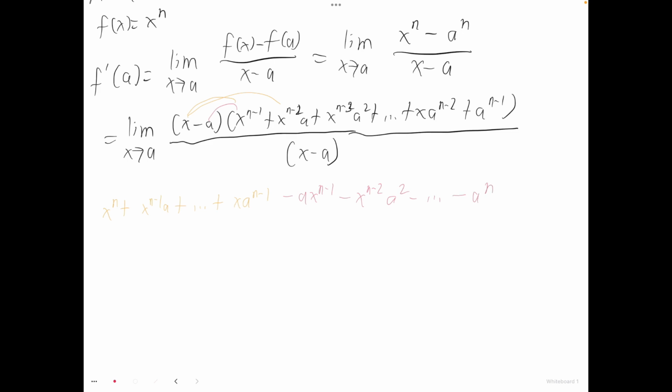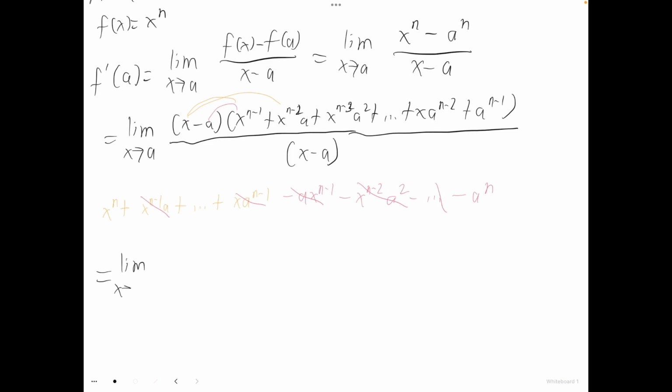And then notice that things cancel off. The x to the n minus 1 a cancels with the negative a x to the n minus 1. This x a to the n minus 1 will cancel off with something in the dot, dot, dot. And x to the n minus 2 a squared will cancel off with something in the dot, dot, dot. And so we're just left with x to the n minus a to the n. And so just actually doing this product, we see that it does factor as I claimed.